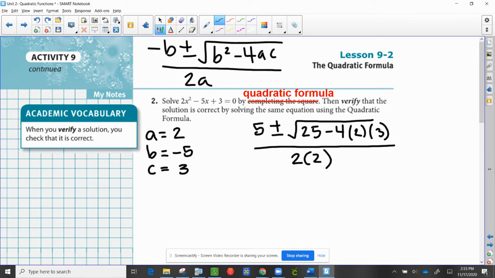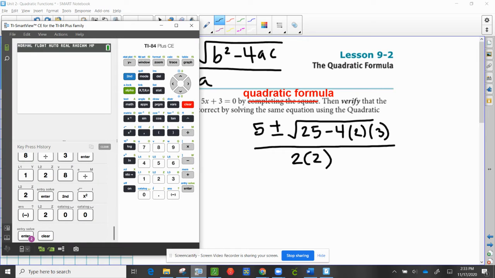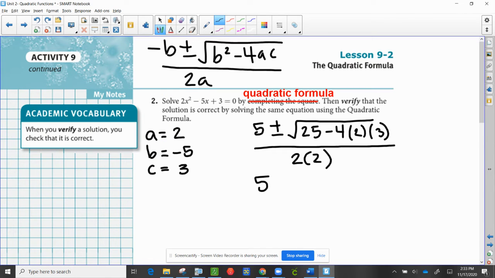Okay. Now, what I would suggest doing, again, the 25 came from taking negative 5 and squaring it. Negative 5 times negative 5 is positive 25. For the rest of this, though, I would do that math under the radical. I would just use a calculator. So I'm going to show you how to type it in. So 25 minus 4 times 2 times 3. And the calculator will do all the work for me. So if I hit enter, I get 1 from that. So right now we have 5 plus or minus the square root of 1 all over 4.